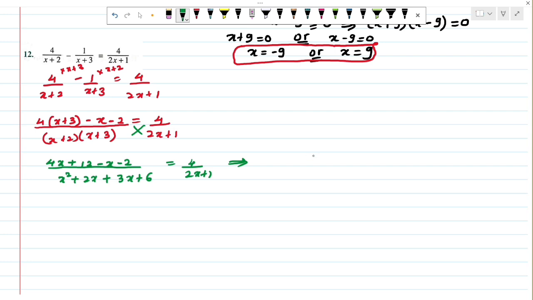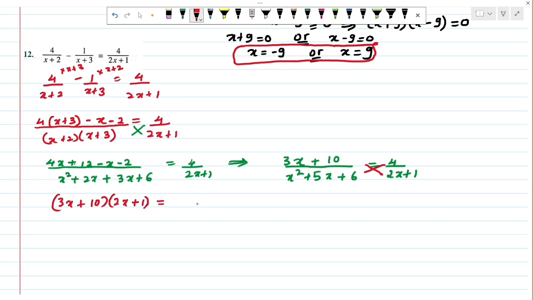4x minus x is 3x. So plus 12 and minus 2 will become plus 10. So this divided by x square plus 5x plus 6, which is equal to the RHS part remains as it is. So now I'll cross multiply them. If I cross multiply them, I'll get 3x plus 10 into 2x plus 1, which is equal to 4 of x square plus 5x plus 6.